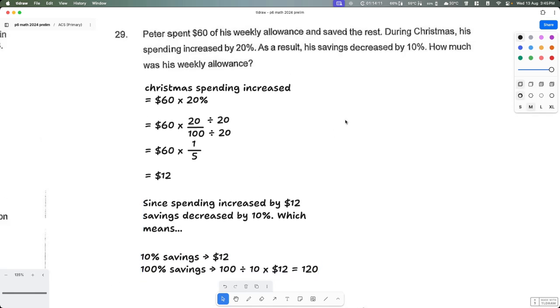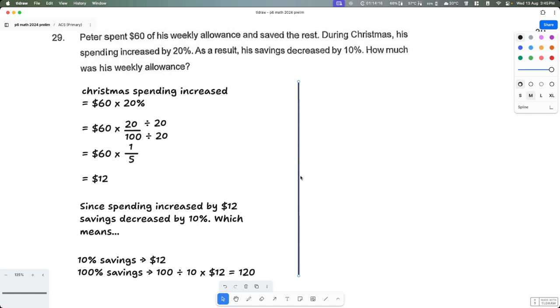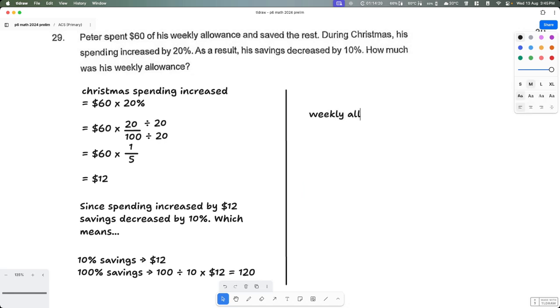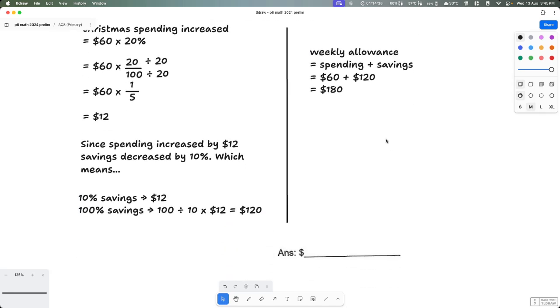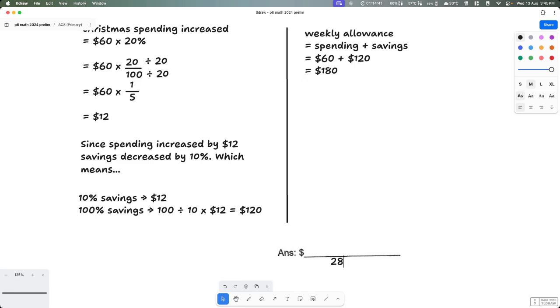Since his weekly allowance is spending plus savings, that means $60 plus $120, which is equal to $180. There you go. So the answer is $180, not 200, $180.